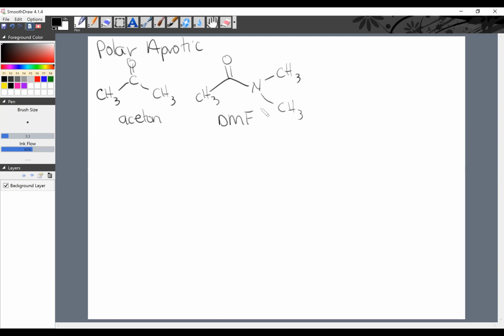EMF, let me see, DMSO. Well, rather than drawing them all out, if you'll notice, they're polar, but they cannot hydrogen bond with themselves. All right, this is the part that I'm looking at. So we're just going to draw acetone because I think it's the best visual.